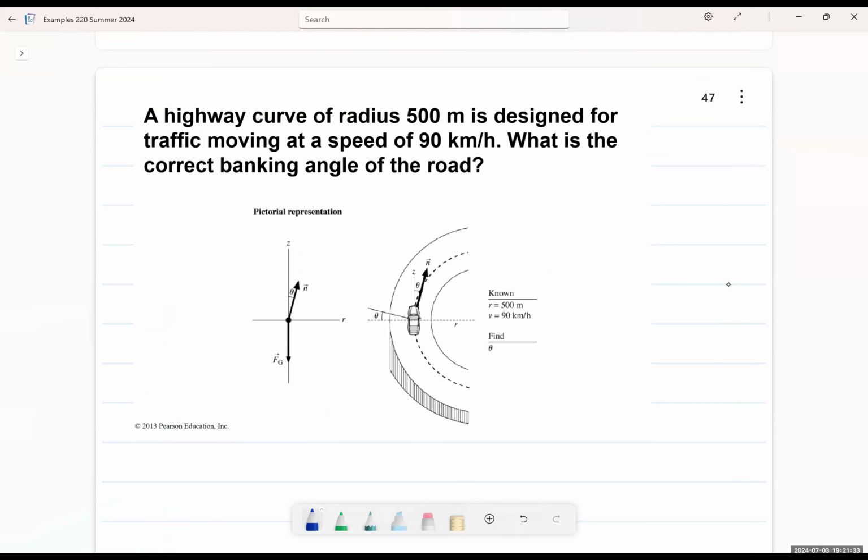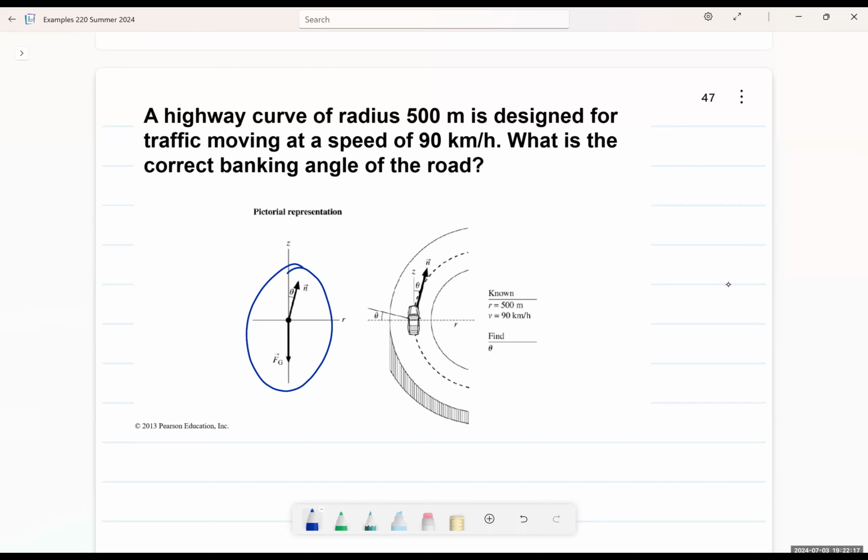So here's the question. If a highway curve of radius 500 meters is designed for traffic moving at the speed of 90 kilometers per hour, what is the correct banking angle of the road? Now, when you are moving on a banked road like this, the forces acting on the car are only the normal force and gravity. There's no friction. If the road is correctly banked and you're moving at the designated speed, you can make a turn without needing friction.